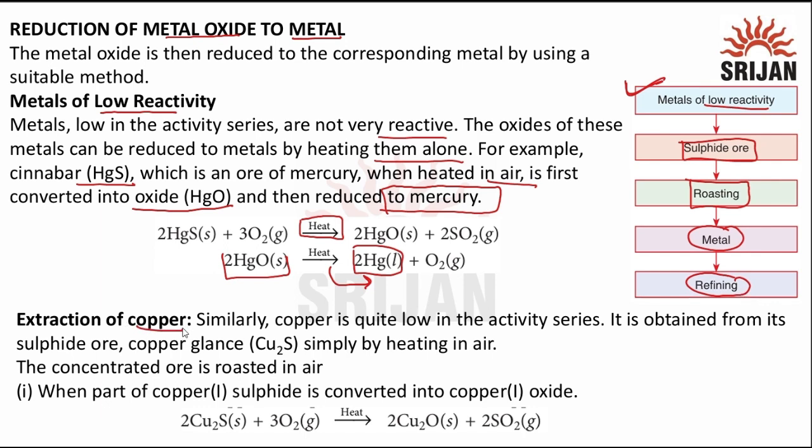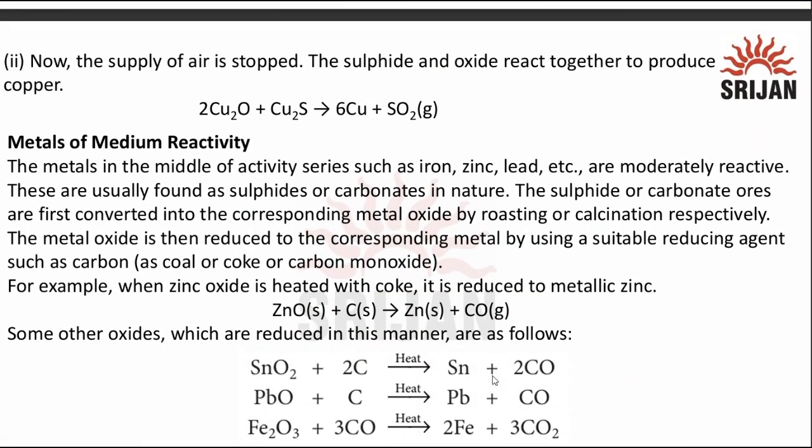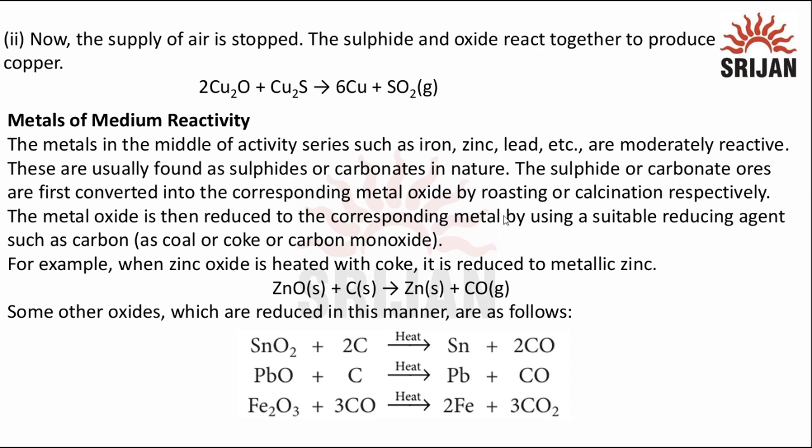Second example is the extraction of copper. Copper is also a quite low active metal, right? It is obtained from the sulfide ore of copper, that is copper glance, Cu2S, by simply heating in air. When we heat copper glance, or copper sulfide, in the presence of oxygen, it will first convert into copper oxide and sulfur dioxide gas, and further heating of this copper oxide will result in the formation of copper metal and again sulfur dioxide gas.